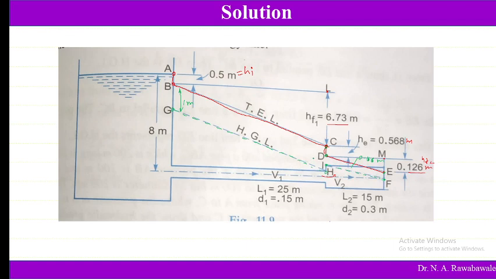So how the energy decreases with the flow of fluid is shown in this diagram. This is how we have seen to draw the total energy line and the hydraulic gradient line.